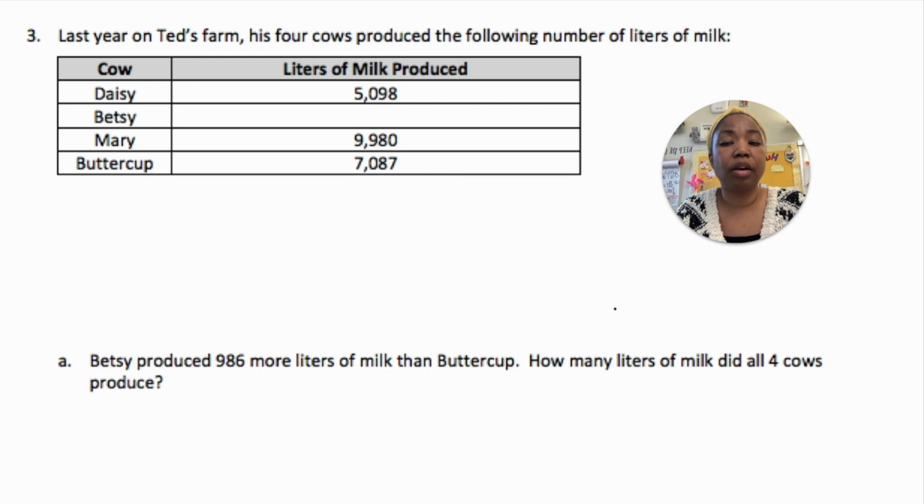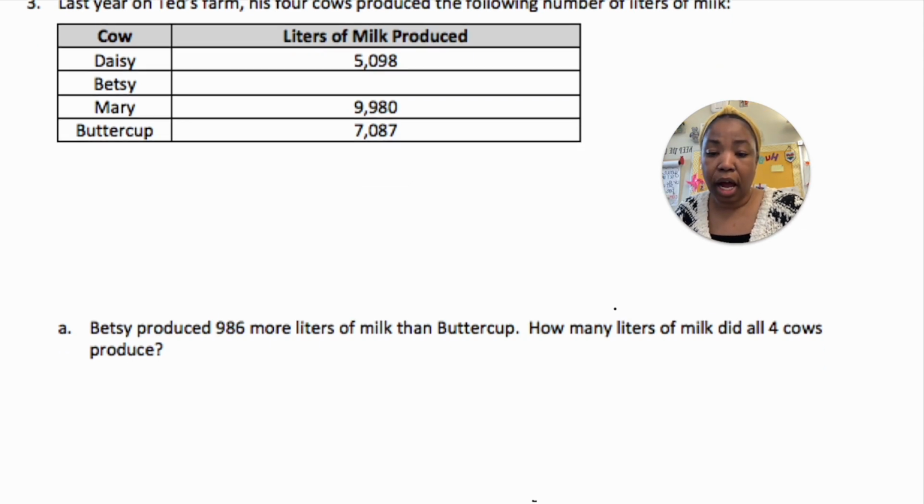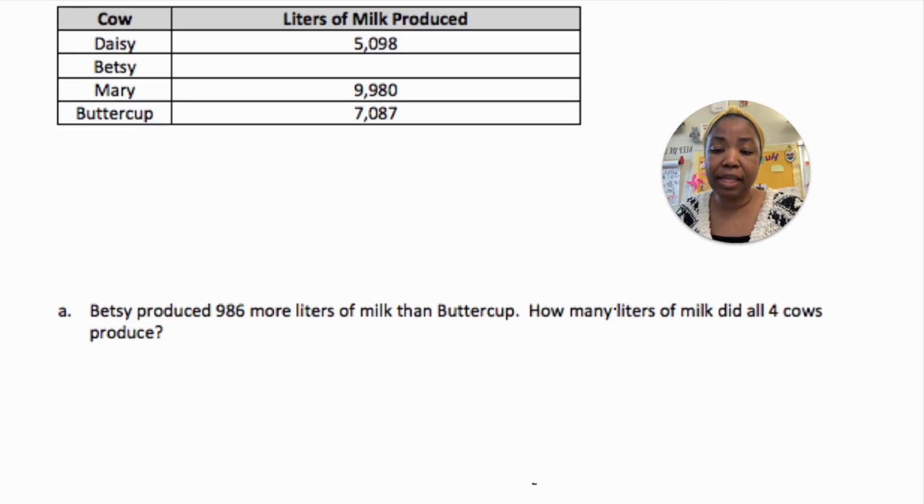of liters of milk. And so they tell you here how much each produced, except for Betsy. For A, it says Betsy produced 986 more liters than Buttercup. How many liters did all 4 cows produce? So I'm going to put that right up here on the chart.